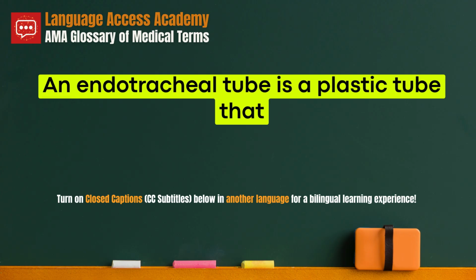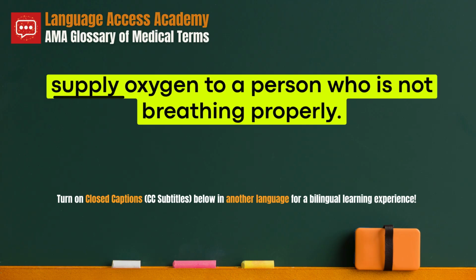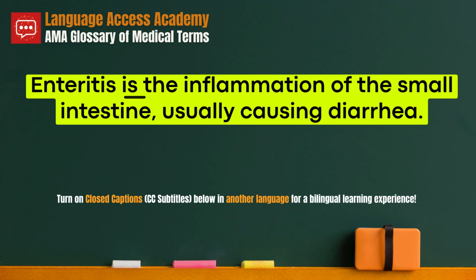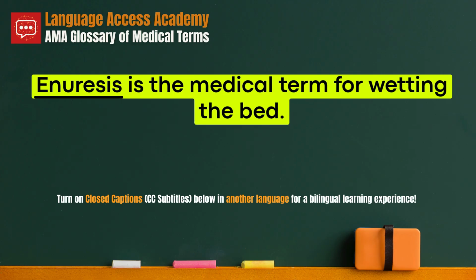An endotracheal tube is a plastic tube that is fed down into the trachea through the mouth or nose to supply oxygen to a person who is not breathing properly. Enteritis is the inflammation of the small intestine, usually causing diarrhea. Enterobiasis is an infestation by a pinworm. Enuresis is the medical term for wetting the bed.